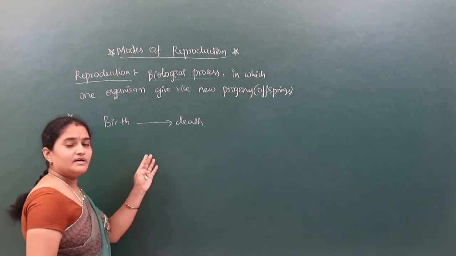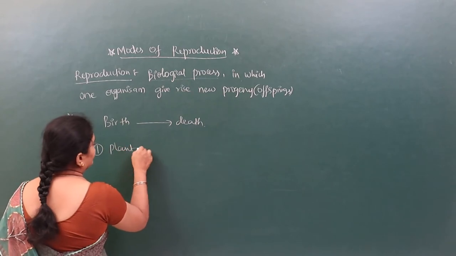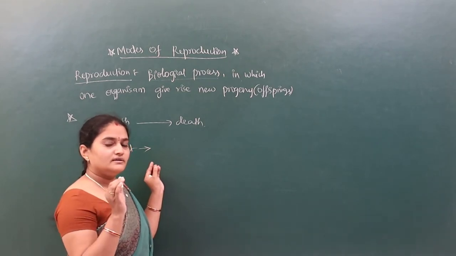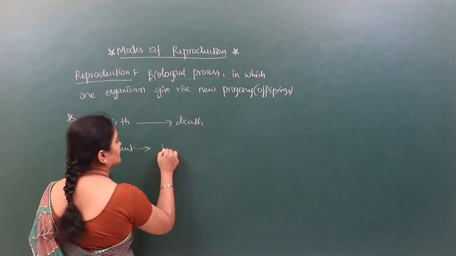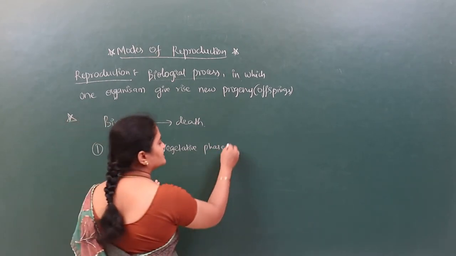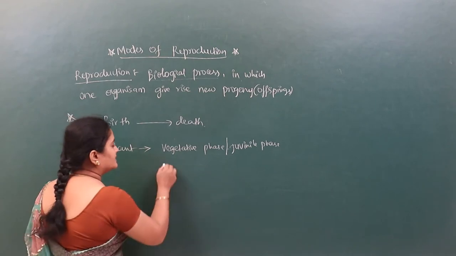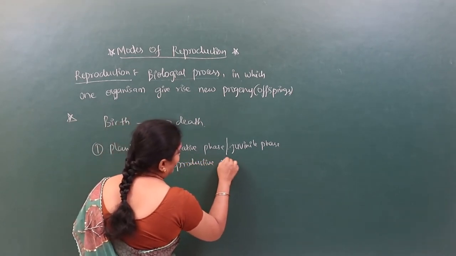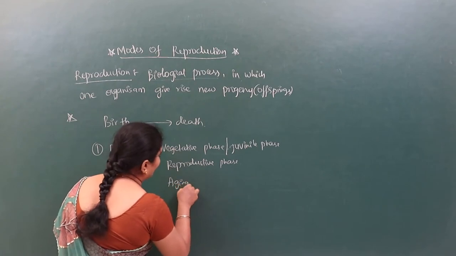In between birth and death, there may be different stages. Consider there is one plant that arises, present on the earth or soil. This plant will undergo three stages. First the vegetative phase, which is also called the juvenile phase. Then it will undergo the reproductive phase. After the reproductive phase, it will enter into senescence or aging.